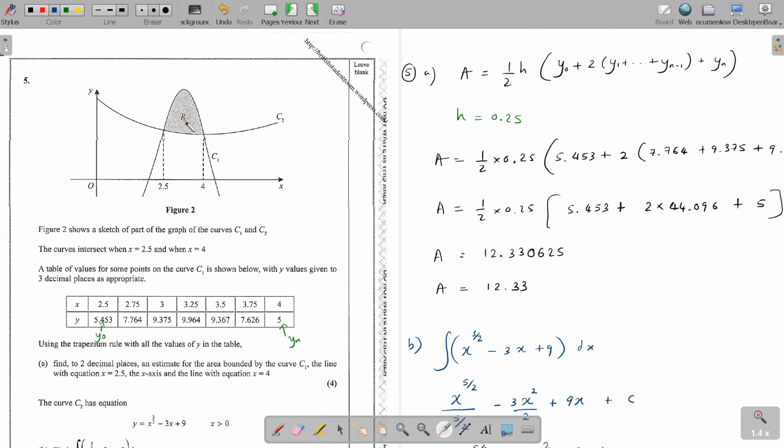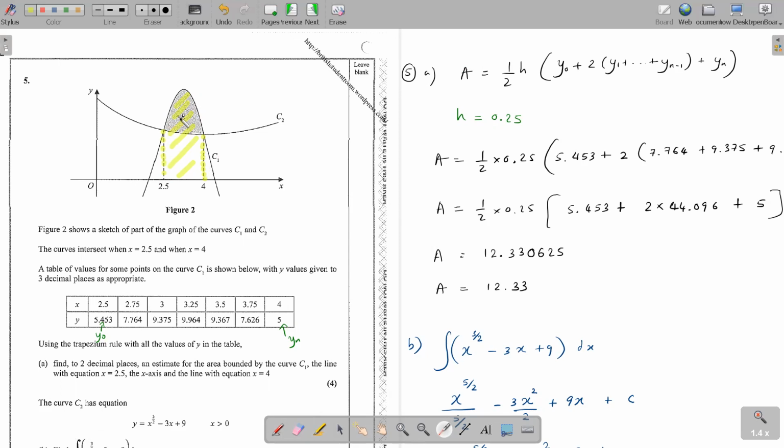So you need to know exactly what we need to do here. Now curve 2 equation is known. We actually integrated in part B. So what I need to do is find the area of this part. In part A, you saw that I found the area under curve 1 between 2.5 and 4. In that case, I got this entire area, this whole area that I'm marking in yellow. That is the approximation of the area under curve 1 from the trapezium rule. So this yellow area, I got it as 12.33.